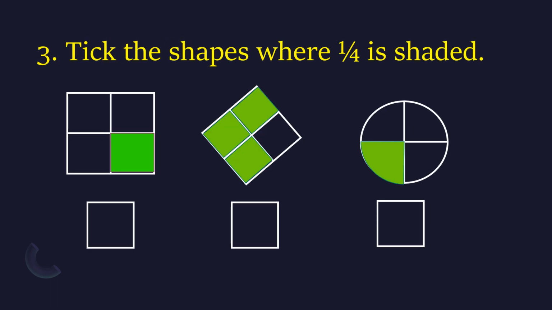So let us pick the shapes where 1 by 4 is shaded. See the first picture. Total number of parts is 4. How many parts have been shaded? 1. So what is the fraction? 1 by 4. So we can mark it correct. The second one, how many parts are there? 4. How many parts have been shaded? 3. So the fraction is 3 by 4, that means 3/4. So not 1 by 4. It is wrong. The last one is 1 by 4.